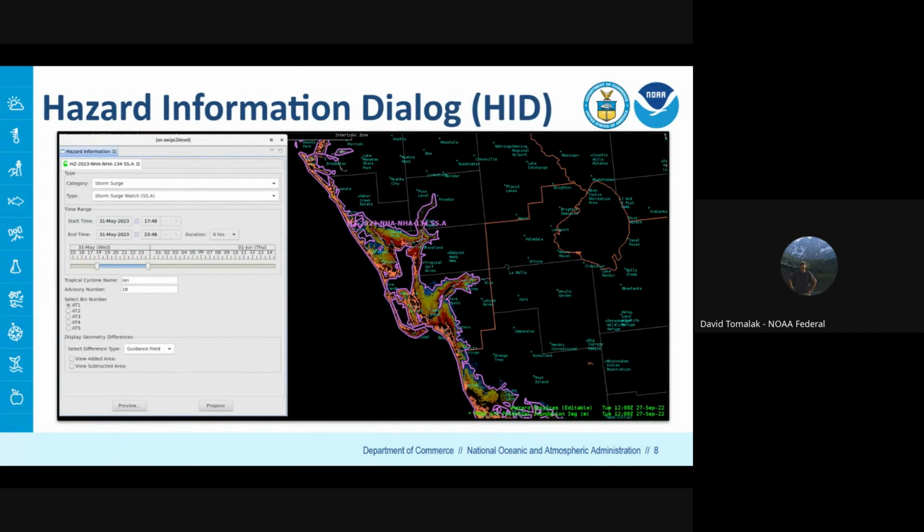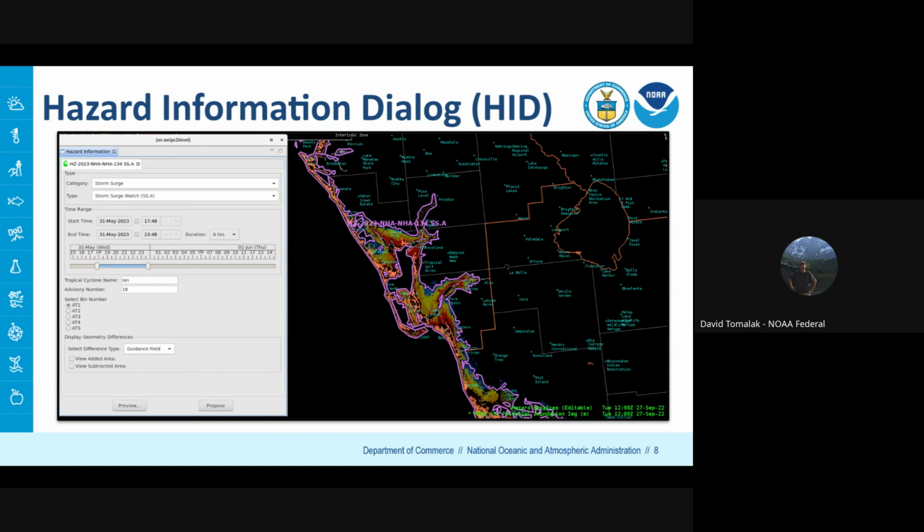Next, the hazard information dialog comes up. Once the geography areas have been set, the forecaster will bring up the hazard information dialog. The HIT allows the forecasters to define the metadata of the storm: the start, stop, the category, and some of the attributes, such as the name, advisory number, and bin selections. You can modify those.